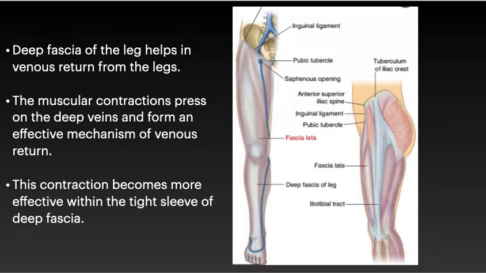Now, the deep fascia of the leg is helpful in venous return from the leg. The muscular contractions press on the deep veins, forming an effective mechanism of venous return. This contraction becomes more effective within the tight sleeve of the deep fascia.